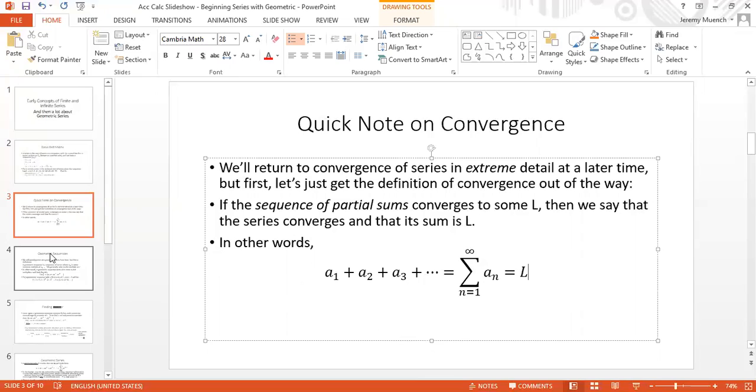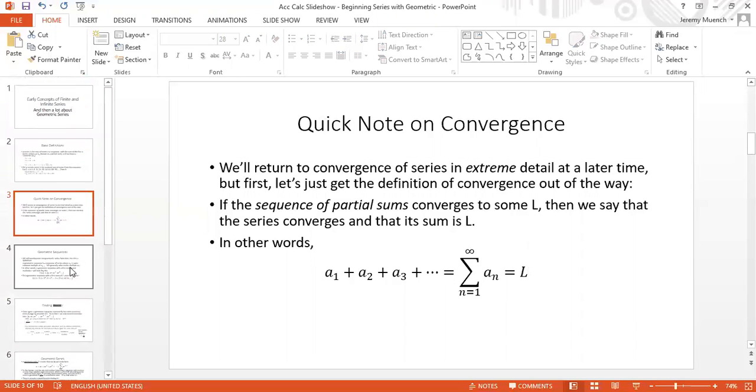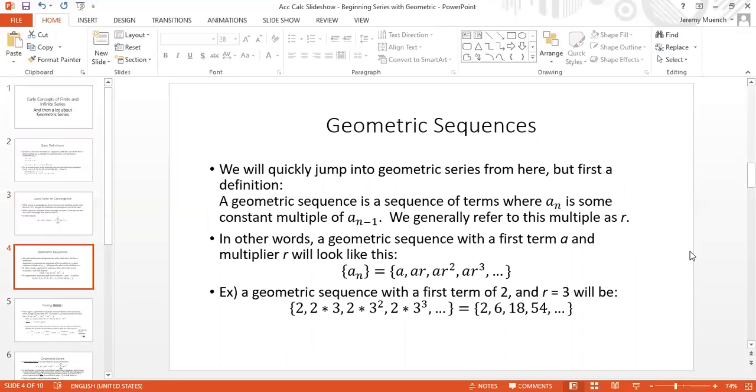So yeah, time for the main point of this slideshow. You can see we're on kind of the second informational slide here, and there's 9 informational slides, so you can guess what most of this is about. So yeah, we'll take a look at geometric sequences, which will then shortly become geometric series.